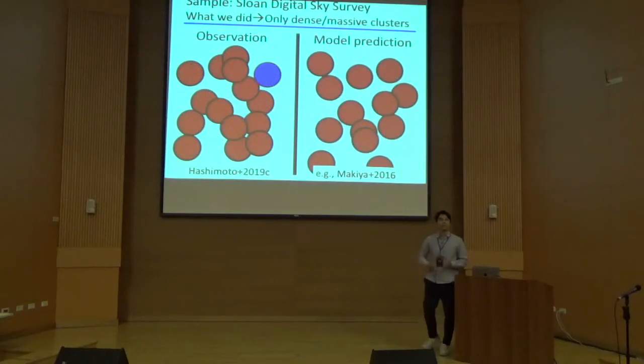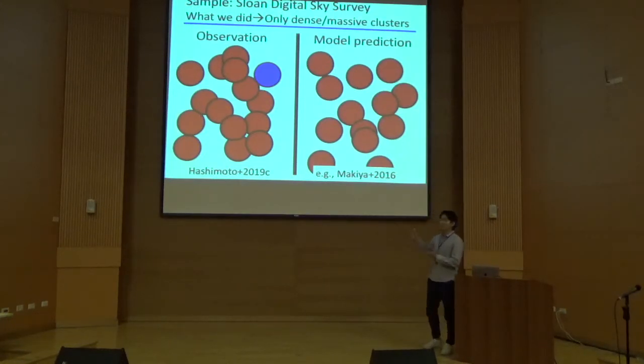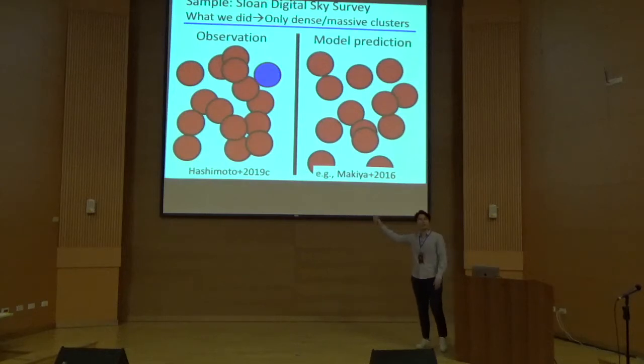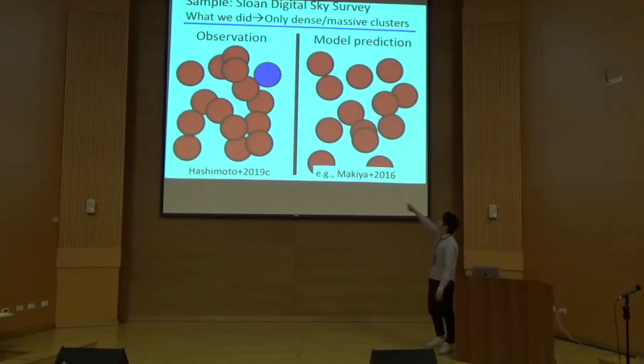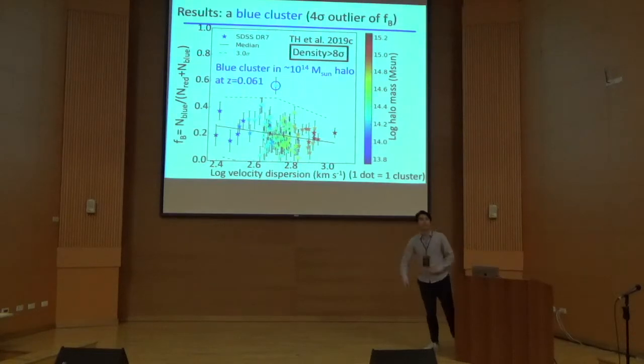We only focus on very, very massive and very, very dense galaxy clusters. Then we can immediately recognize that such a galaxy cluster is really strange, because models never predict a high blue fraction for massive galaxy clusters. So this is what we did. Actually, we used the Sloan Digital Sky Survey to identify this kind of galaxy cluster in this work. So this is the most important figure in my talk.